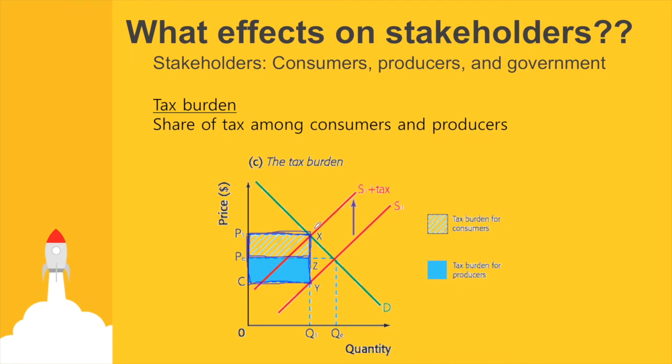However, we're not going to talk about this in this video, but in the next video I'm going to talk about how it's not always the case that the tax is shared equally among consumers and producers. There are situations where consumers pay more than producers, and vice versa. That depends on the price elasticity of demand and price elasticity of supply. So I hope to see you guys in the next video. We're going to talk about how tax is shared among consumers and producers in different situations.